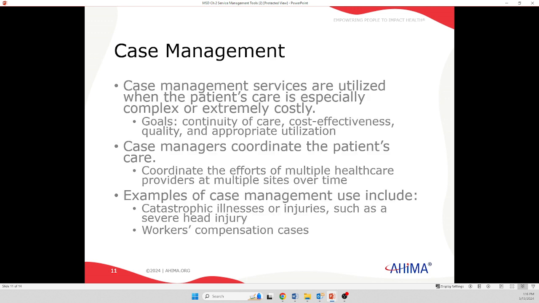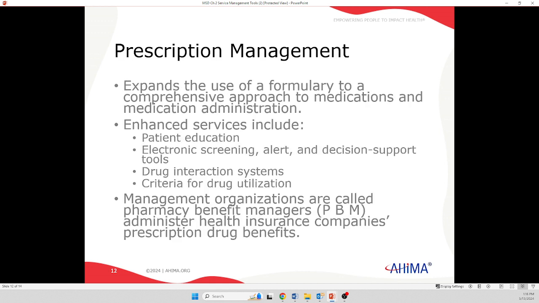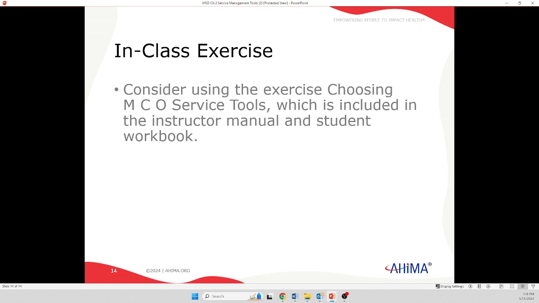This is about the second and third. There's that case manager. Remember that case managers coordinate that care. Here are some examples. Workers' comp needs a case manager. Those complex cases need case managers. That's about the prescriptions.